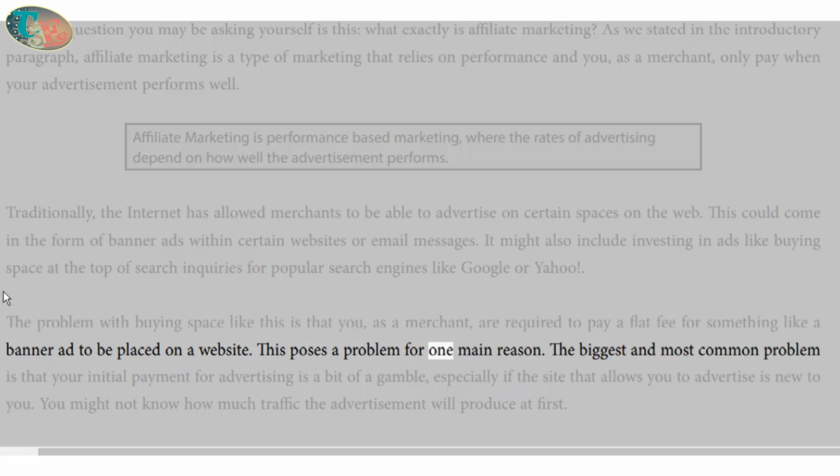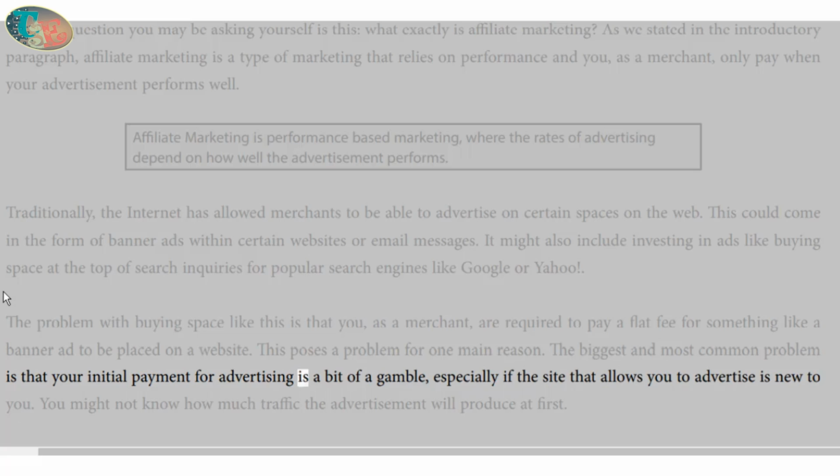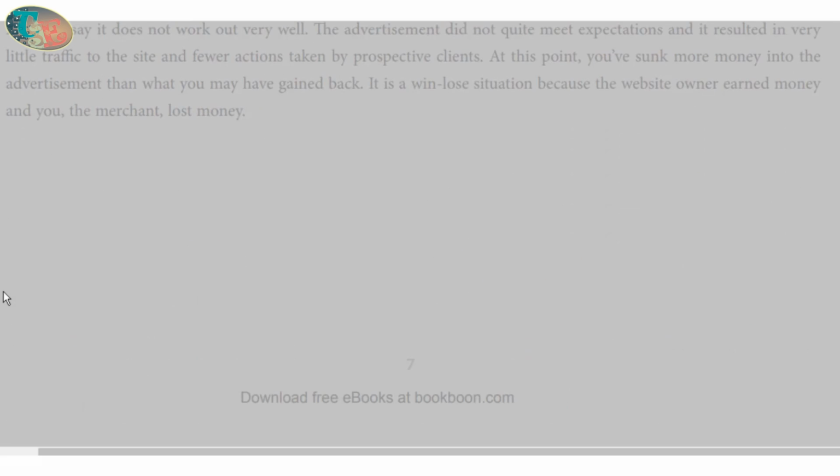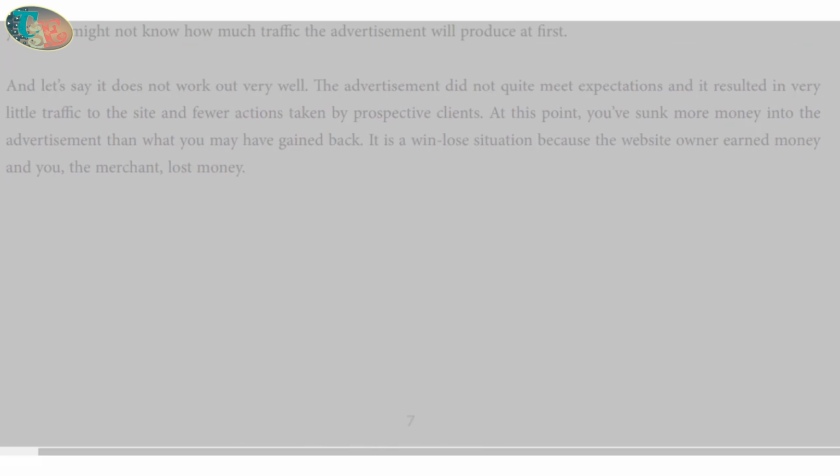This poses a problem for one main reason. The biggest and most common problem is that your initial payment for advertising is a bit of a gamble, especially if the site that allows you to advertise is new to you. You might not know how much traffic the advertisement will produce at first. And let's say it does not work out very well. The advertisement did not quite meet expectations, and it resulted in very little traffic to the site and fewer actions taken by prospective clients. At this point, you've sunk more money into the advertisement than what you may have gained back. It is a win-lose situation because the website owner earned money and you, the merchant, lost money.